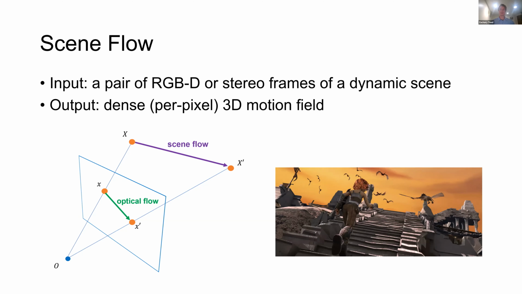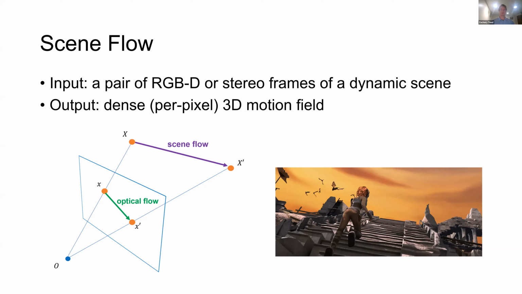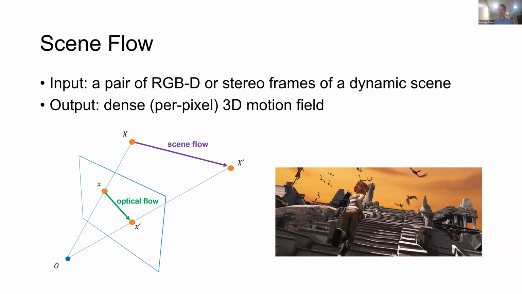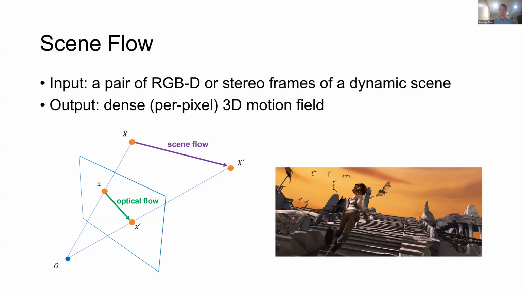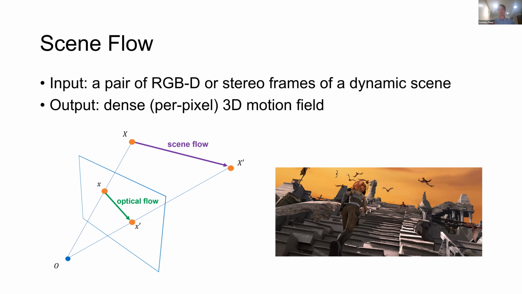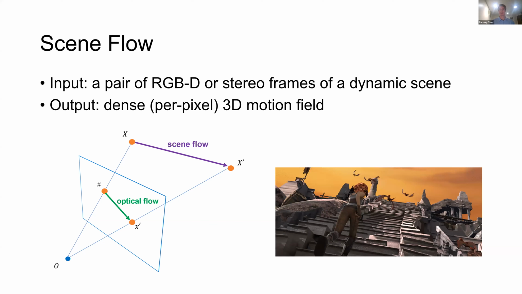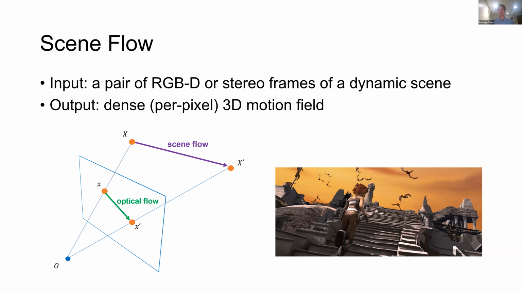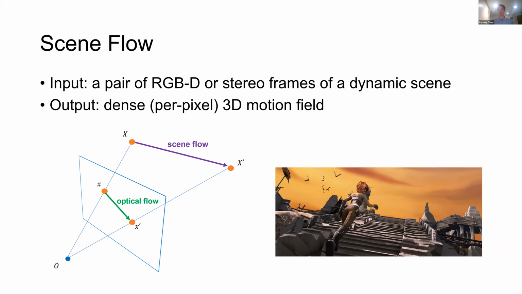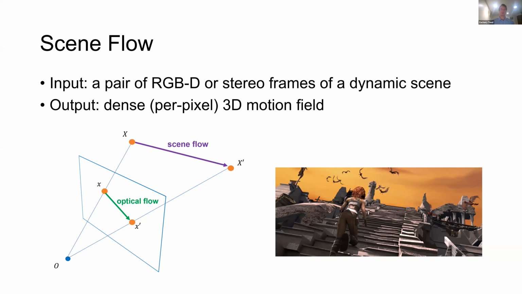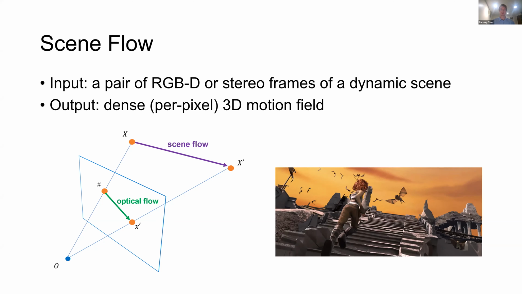So our work on SLAM assumed a constant scene, but what if there are moving objects in the scene? Scene flow is considered to be the 3-dimensional analog of optical flow. We take a pair of RGB-D or stereo frames as input, and these frames come from a dynamic scene. And what we want to output is a dense per pixel 3D motion field.